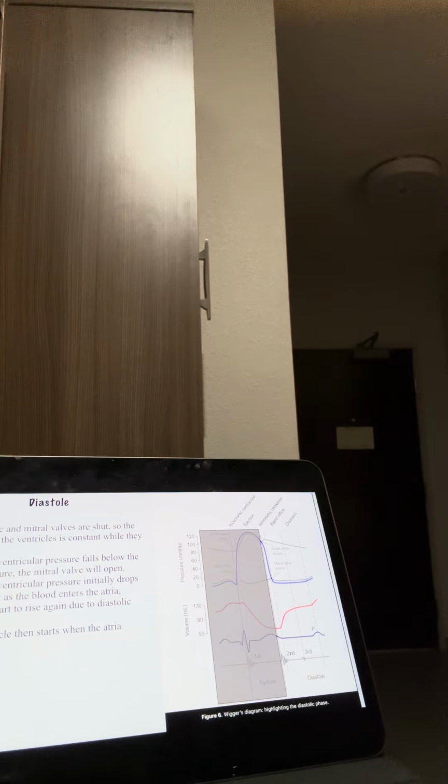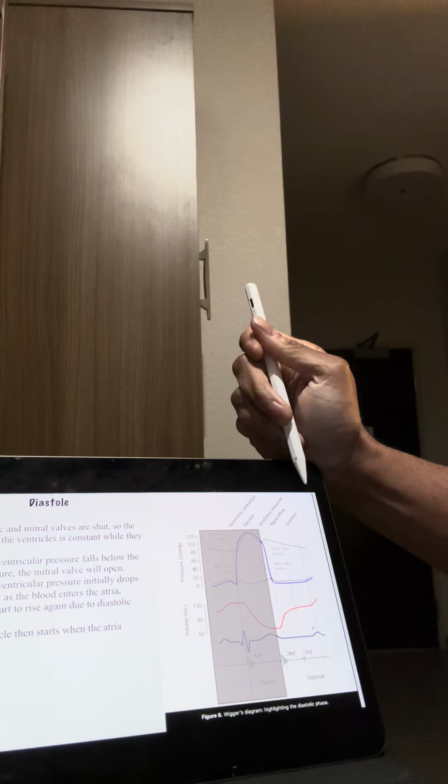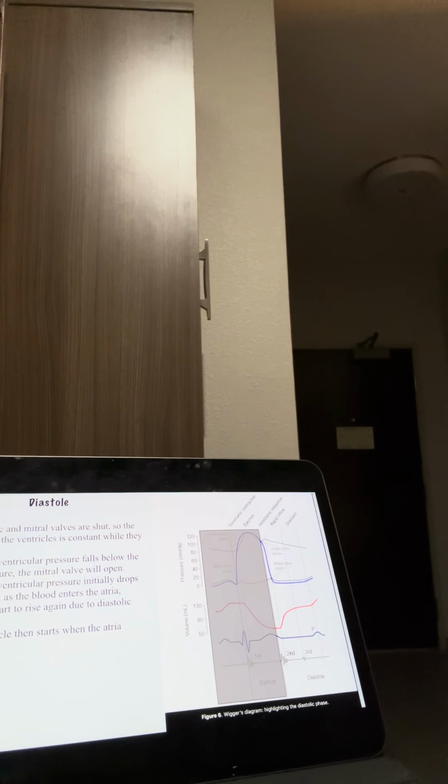Diastole. Both aortic and mitral valves are shut, so the volume of the ventricles is constant while they relax. When the ventricular pressure falls below the atrial pressure, the mitral valve will open.